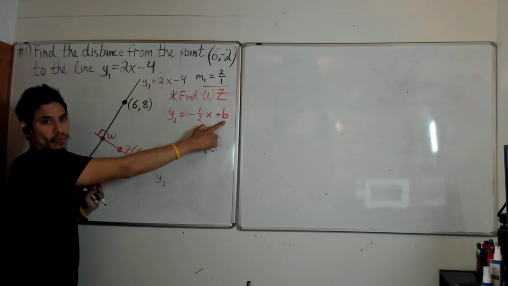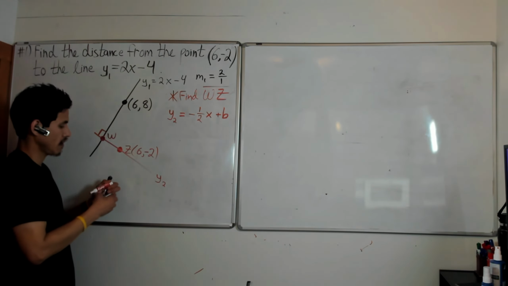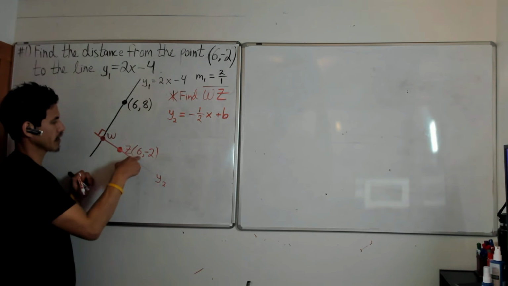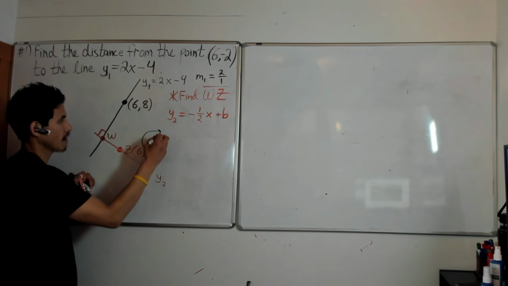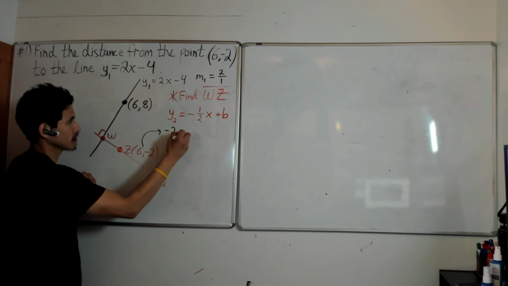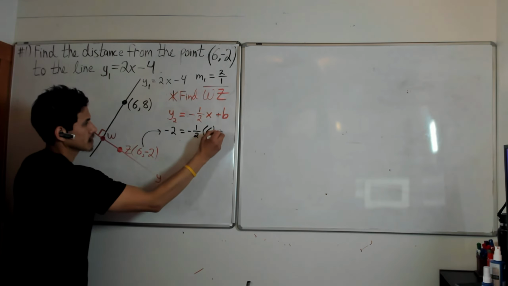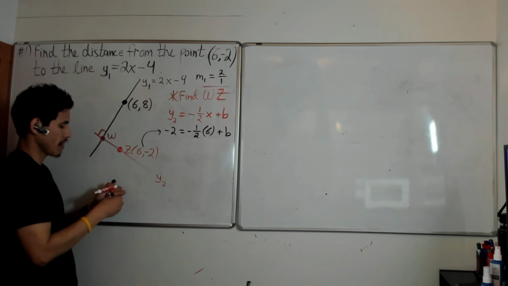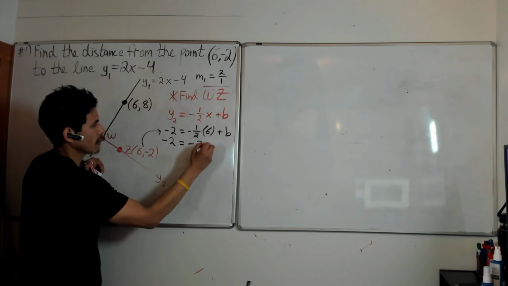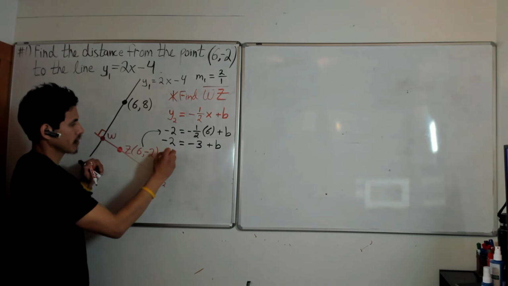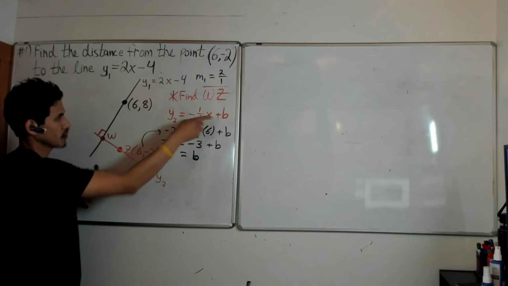So we have to find the y-intercept of this line. And for that, we'll just plug in the point (6, -2) for x and y. So we'll have -2 equal to -1/2 times 6 plus b. And we can solve for b using good old math. And we get that b is 1.